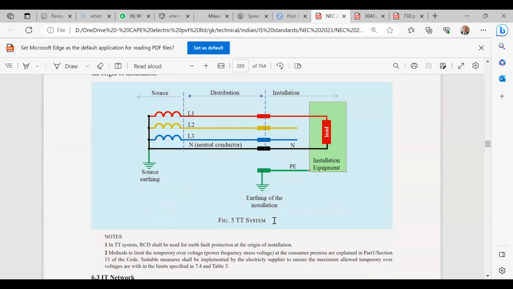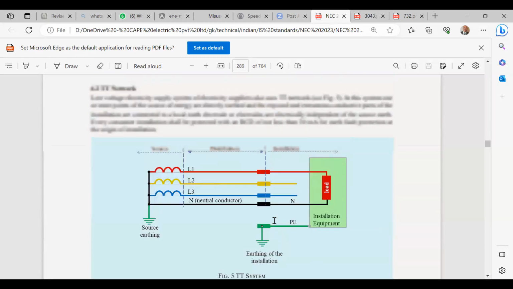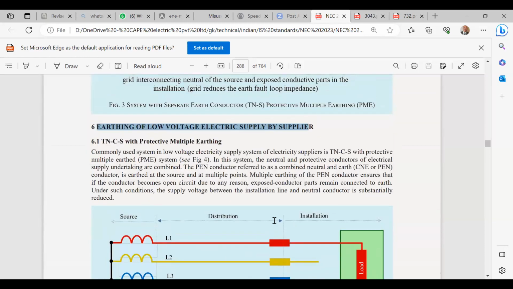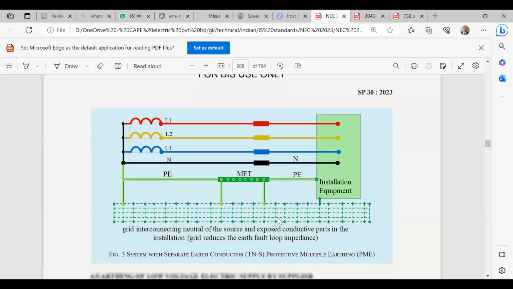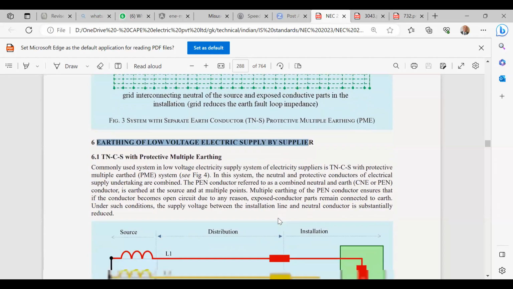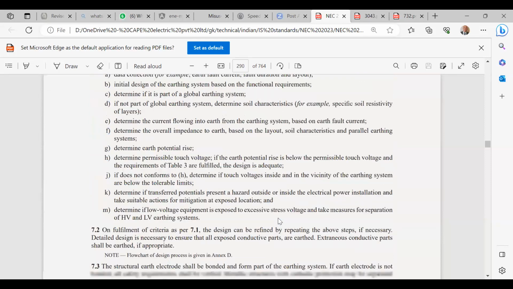Then this is the TT network, and this is the IT network. All these are explained. Now, in a TN network, the neutral has to be earthed to the common bus bar, not to a separate earth electrode. If you connect it to a separate earth electrode, then the network becomes a TT network. So what is written in IS 732, IS 3043 and NEC is that if you use a TT network, the origin of installation must have a 30 milliampere RCD. You can find it in several places. Now the regulation is also following the same rule.